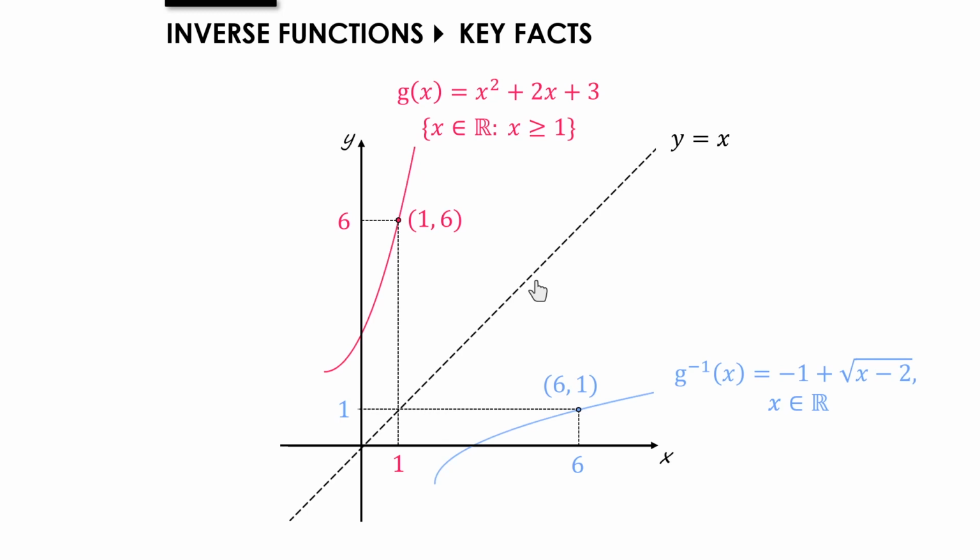This can be particularly helpful if we want to find out a point where a function and its inverse meet, because if they're mirror images of each other, they will meet somewhere on the line y equals x, and that's what we're going to have a look at in the next example.